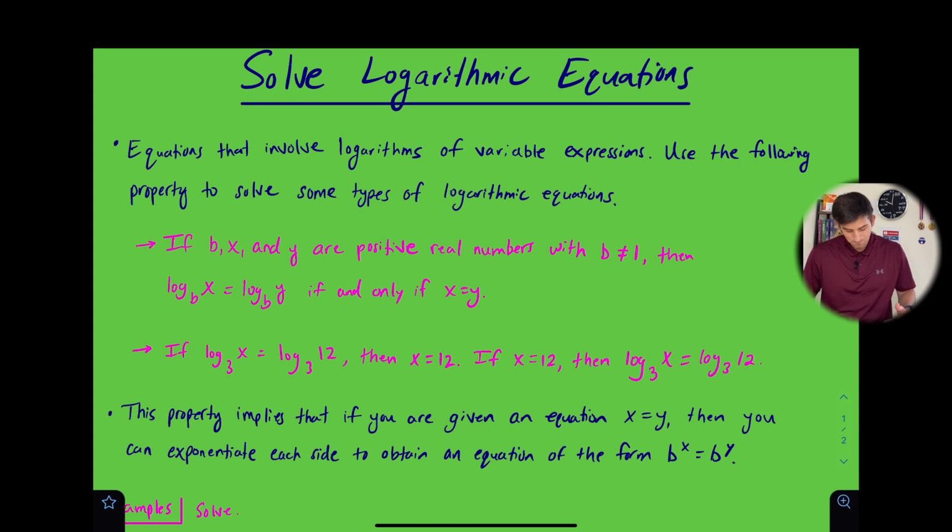So this property that we just looked at implies that if you are given an equation x equals y, then you can exponentiate each side to obtain an equation of the form b to the x equals b to the y, because we know that if we have the same base raised to an exponent, then for those to be equal, the exponents have to be equal. So we can use this process called exponentiating to make those expressions exponents that are powers of the same base. And then we can use that to help us solve some examples.